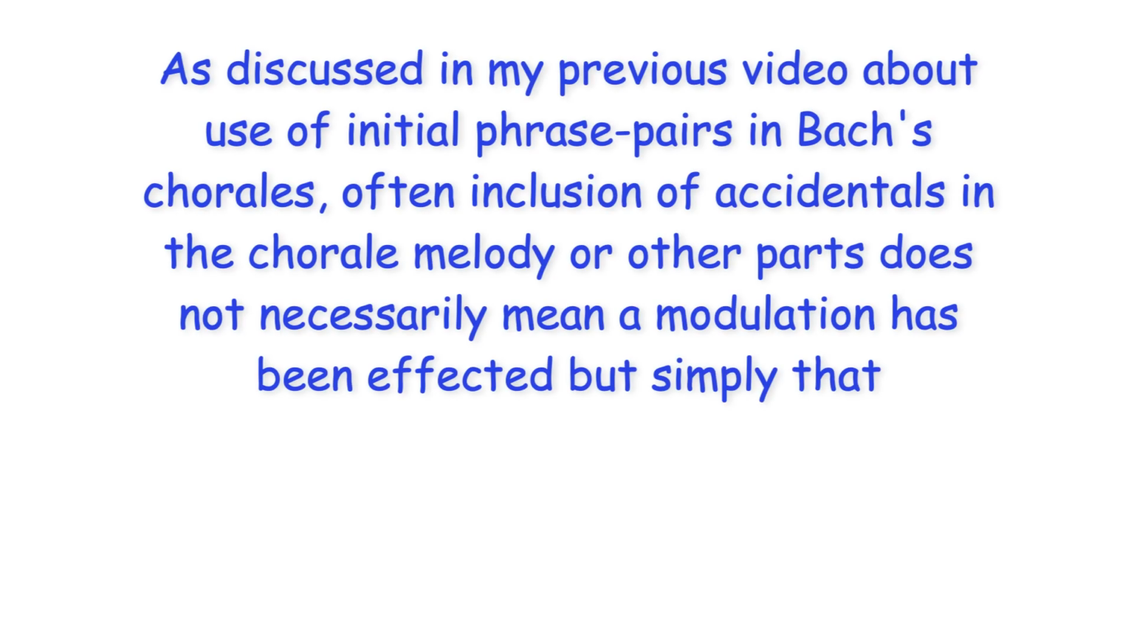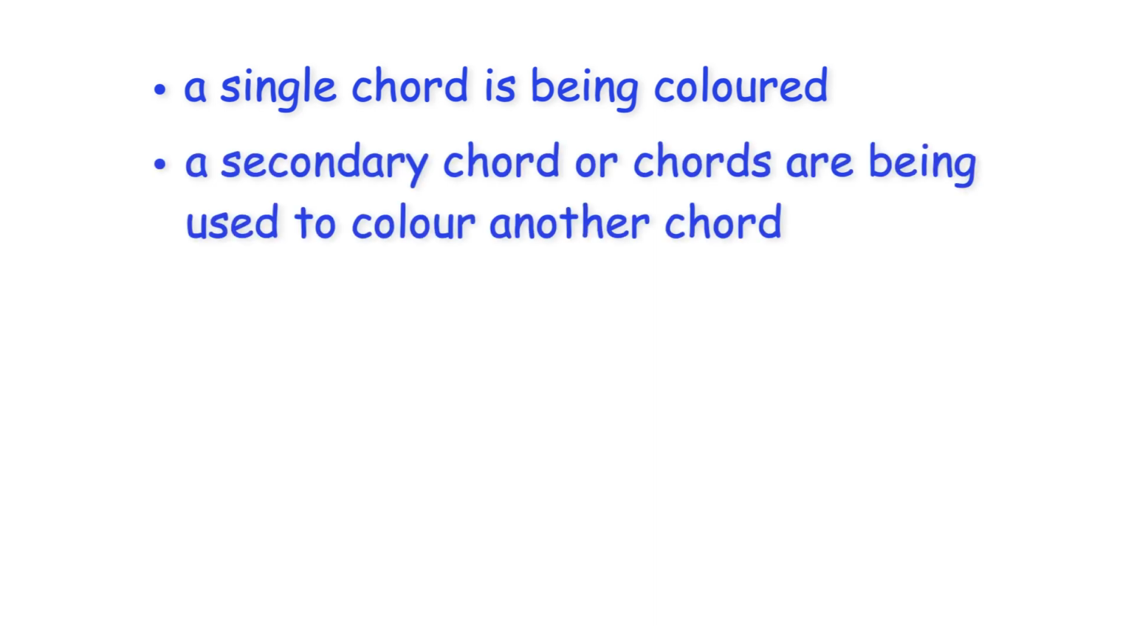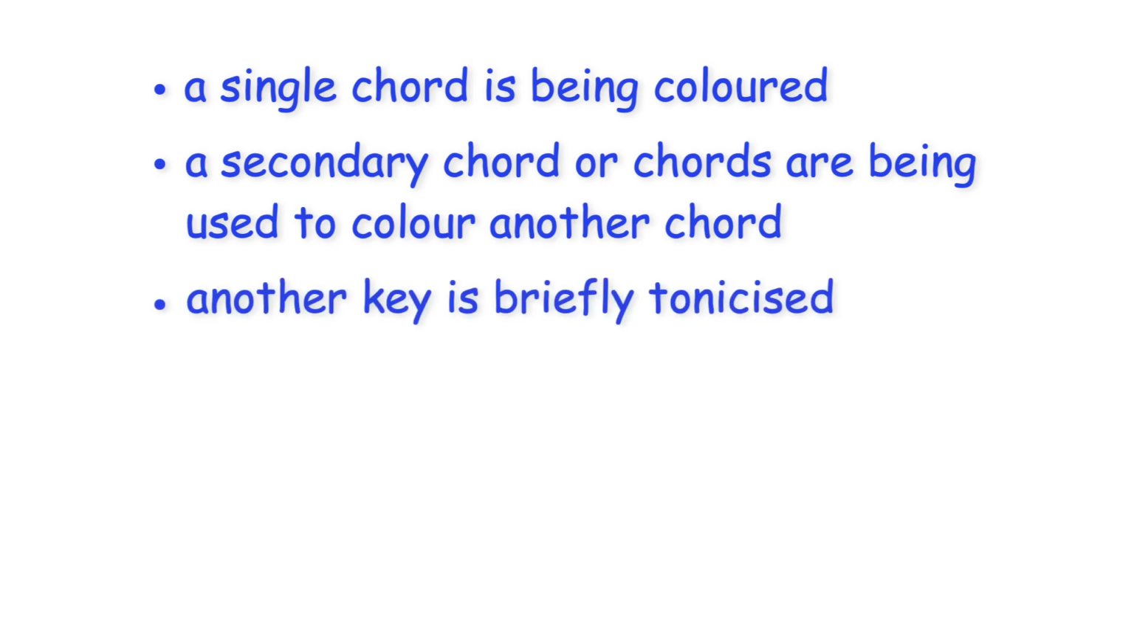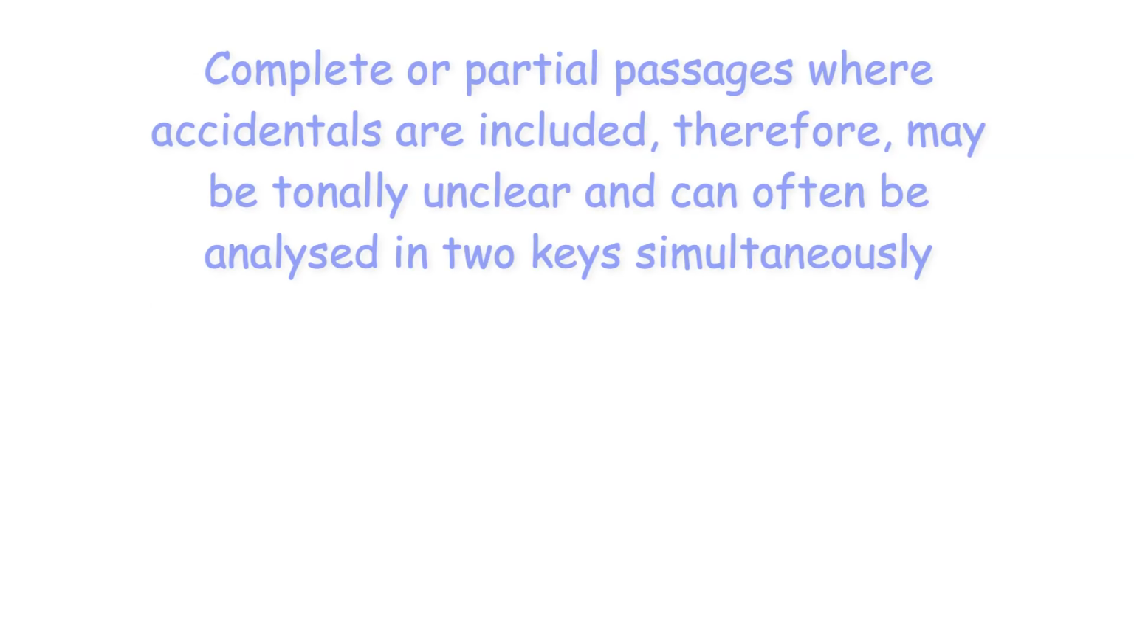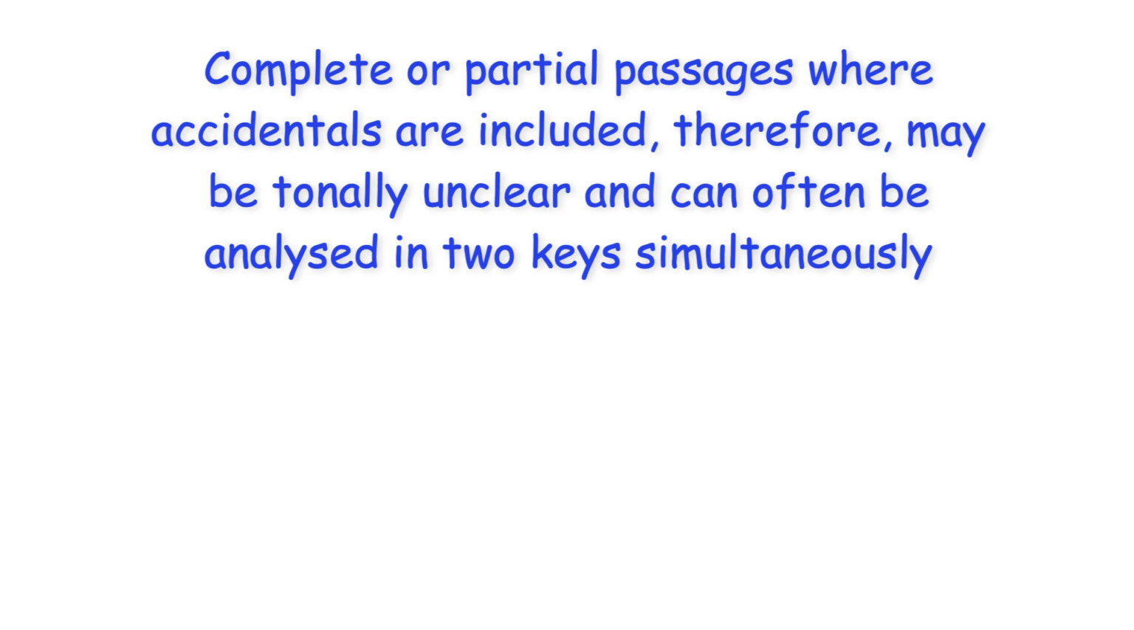Hi everyone. As discussed in my previous video about use of initial phrase pairs in Bach's chorales, often inclusion of accidentals in the chorale melody or other parts does not necessarily mean a modulation has been affected, but simply that a single chord is being coloured, a secondary chord or chords are being used to colour another chord, or another key is briefly tonicized. Complete or partial passages where accidentals are included, therefore, may be tonally unclear and can often be analysed in two keys simultaneously.